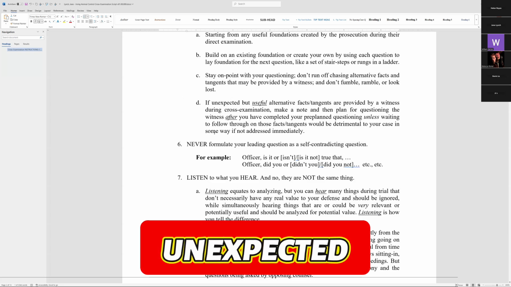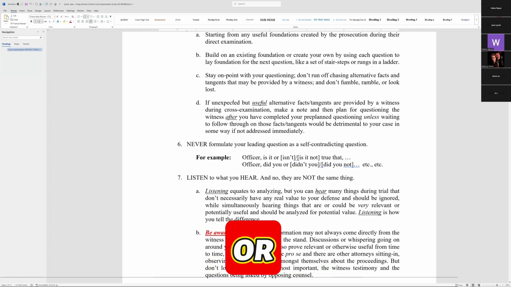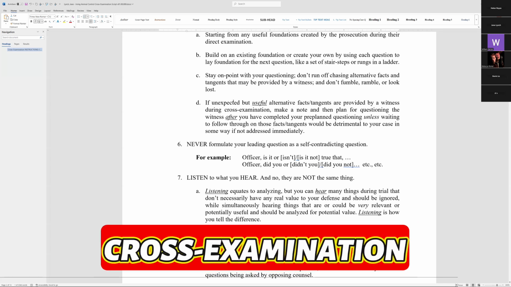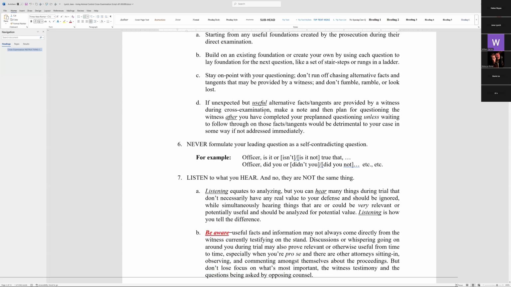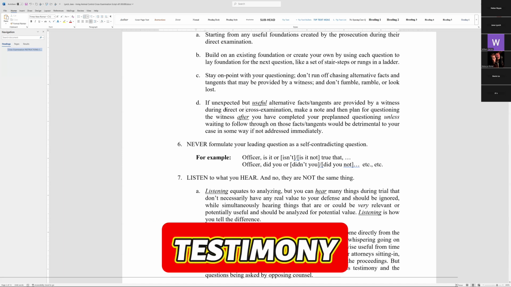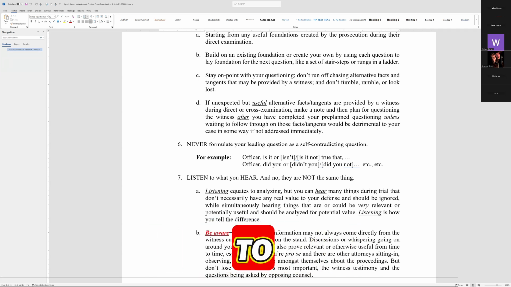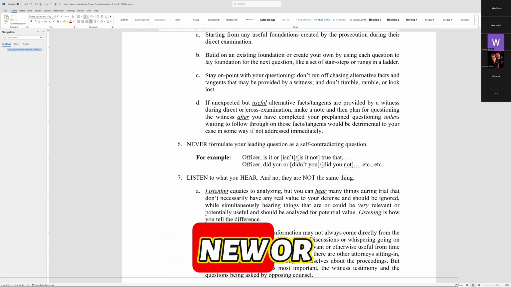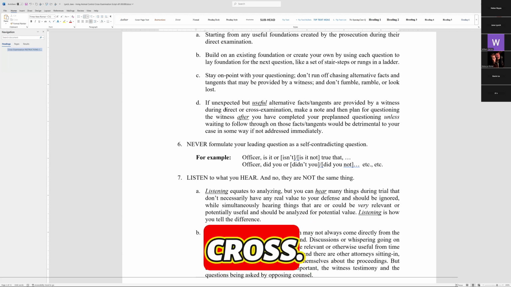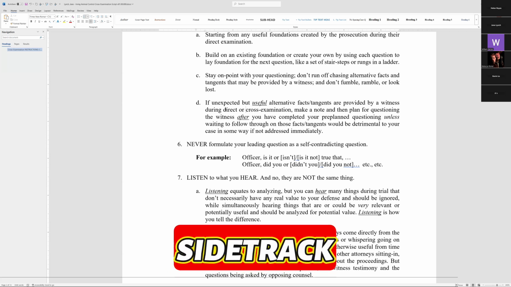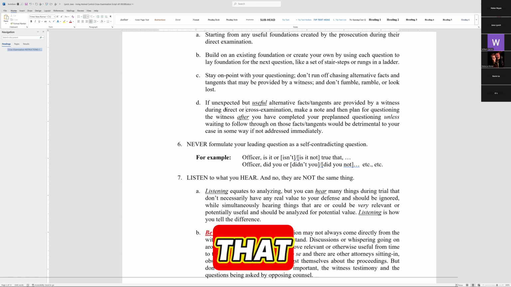D, if unexpected but useful alternative facts or tangents are provided by a witness during cross-examination, make a note, and that should be during direct or cross-examination, because they can offer useful things in their testimony during direct examination too. Hopefully you've been thoughtful enough to address them before they ever got up there to testify. But in case they surprise you with something new or unexpected, make a note of it as part of what you're going to ask during your cross. But don't let it sidetrack you from the other stuff you've already got planned to ask that you must ask. Okay? All right.